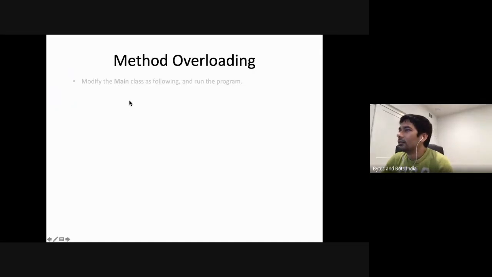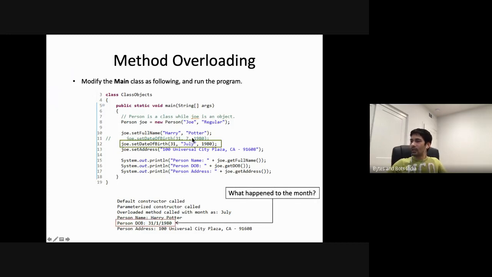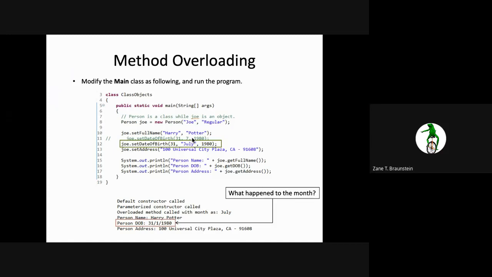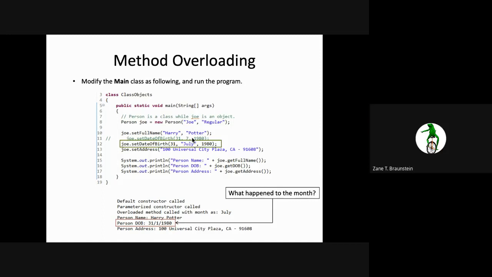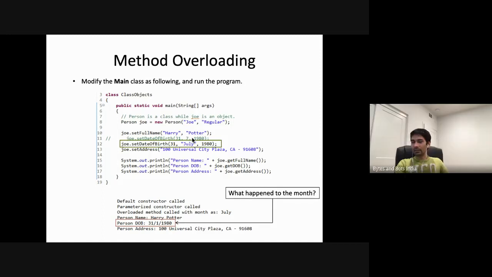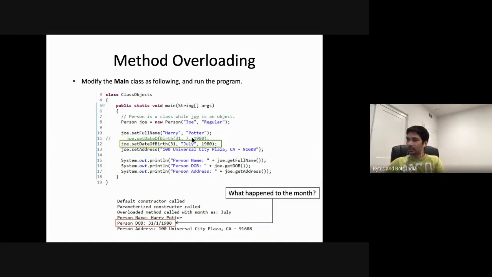Okay, so we modified this. Well, this is a Harry Potter example, so it says July, but it doesn't matter. So the question is, what happened to the month? Why is it 1? Anyone? Unmute yourself, any suggestions? It's just the default. And where did the default come from? We set it in the constructor. Perfect. Okay, so that's where it came from.